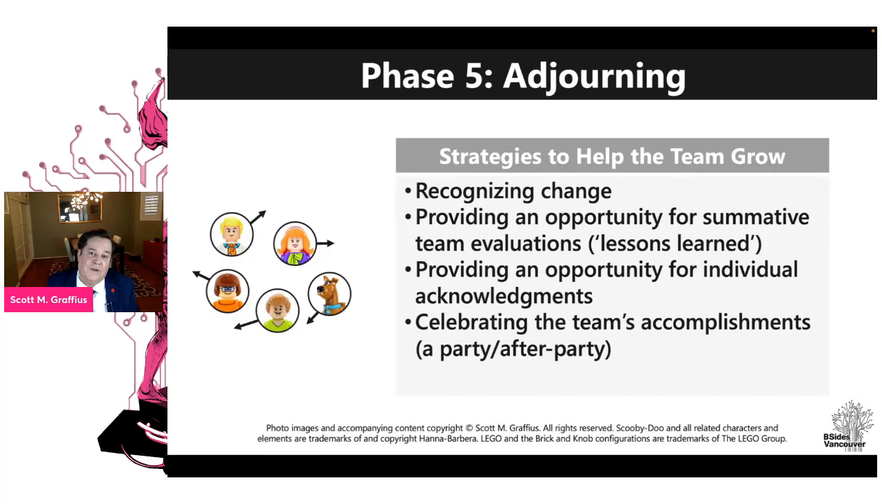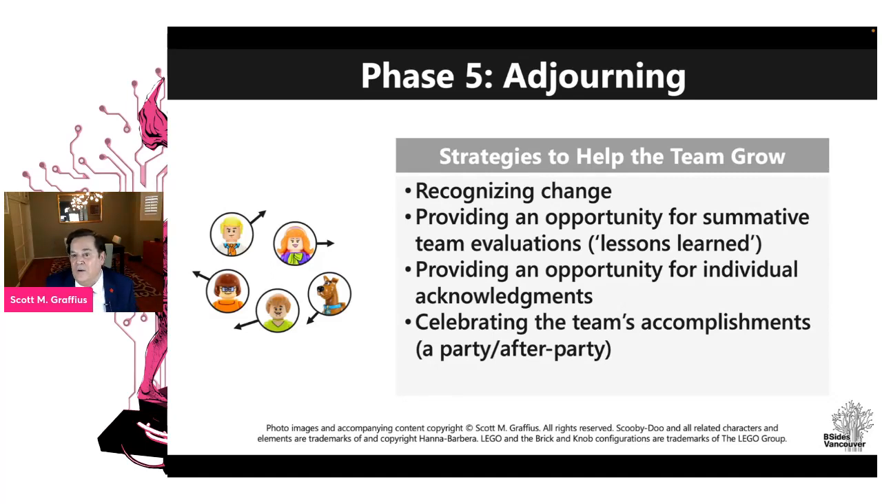Here is an opportunity for what some people call lessons learned, retrospectives, post-project reviews, postmortems. It doesn't really matter what the labels are. The questions that are often asked are, what went well, what didn't go well, what would we change? But you could ask any question you'd like. Those are the ones that are often asked.